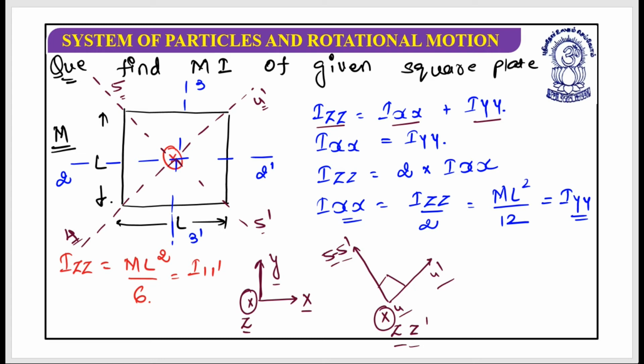Now do you have any idea? Yes, great, some of you might have got this. So I can write like this: I44 dash or I55 dash will just behave as IXX or IYY. So they are going to have a value of ML square by 12. Did you get this?